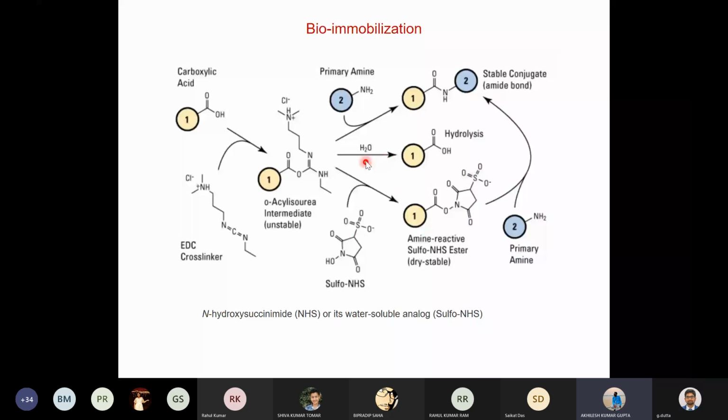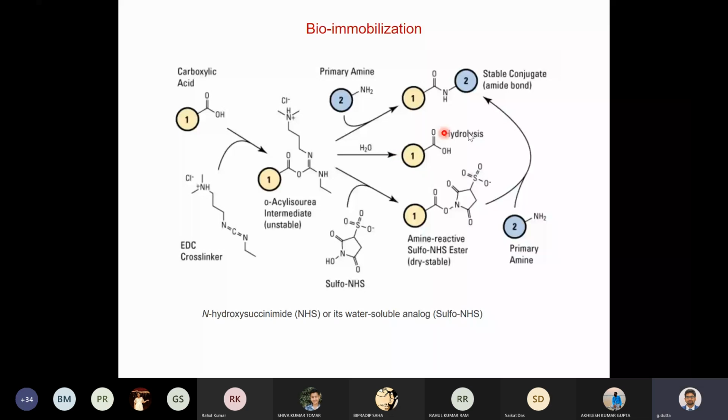See, although you are using the EDC, there are some competitive reactions with water and also the NaCl. So we have to optimize the concentrations. You have to decide which concentration of sulfo NHS to use, so that water should not come in. Your sulfo NHS should replace this one and form this one. If you don't have sufficient concentration, water can easily replace it, and you will not get your expected product. That's why I showed this one.